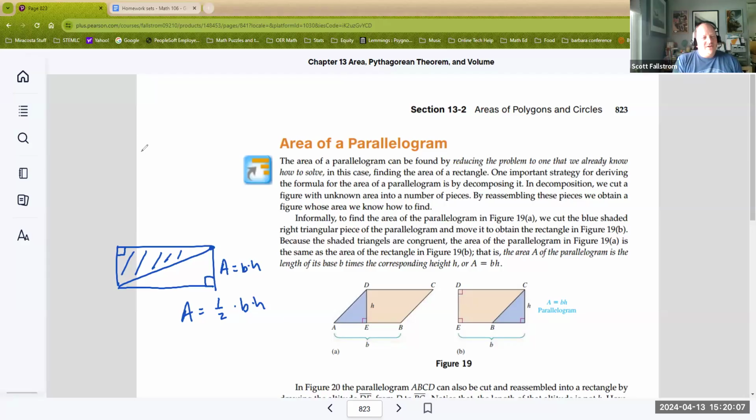But what if your triangle wasn't a right triangle, right? You're like, oh, dang it, it's not a right triangle. You're absolutely right. Haha, right. That was a pun. So instead, make a copy of this triangle.